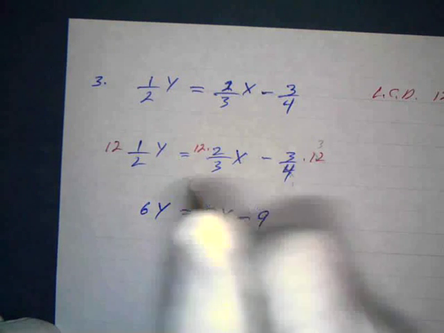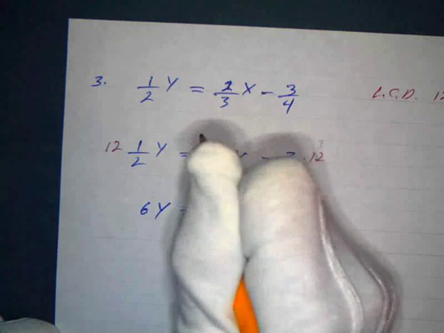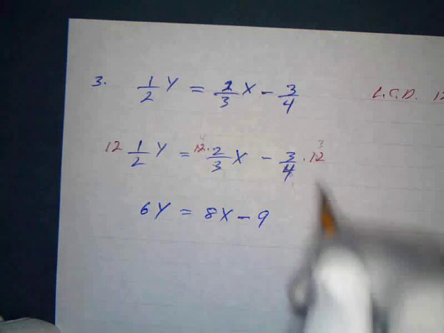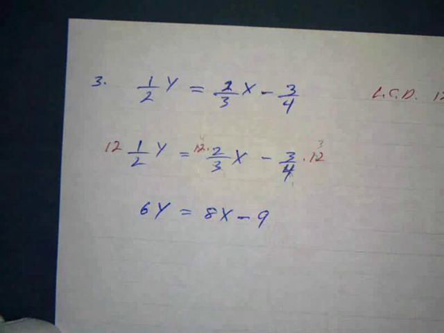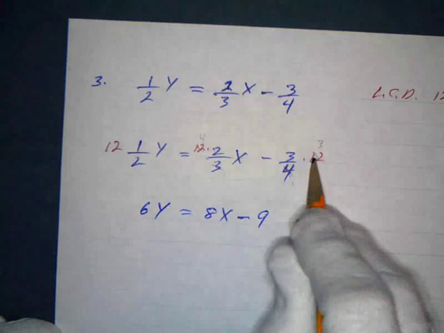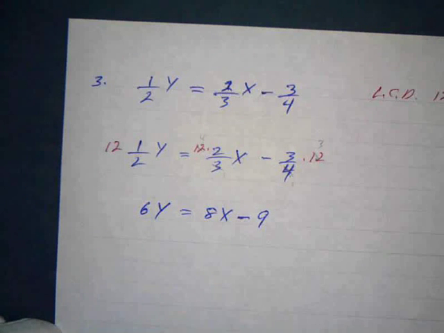Now, like I said, we could do this over here. 3 goes into 3 once. It goes into 12 4 times, 4 times 2 is 8. 4 goes into 12 3 times, 3 times 3 is 9. Or 3 times 12 is 36 divided by 4 is 9. A couple ways to do it. And we got rid of our fractions.